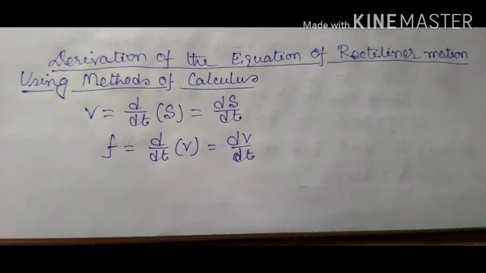Now we will prove these equations with the help of calculus. According to calculus, the velocity of a particle can be represented by a small change of displacement due to a small change in time. That is, velocity v is equal to ds/dt, and acceleration f is equal to dv/dt.